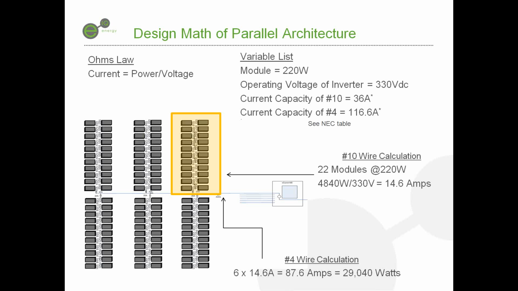And likewise, now I know, if I have 14.6 amps coming off each one of those number 10 branches, I can have 6 of those feeding into my number 4. And the math works the same way. I take those 6 branches, each one putting 14.6 amps onto the trunk, which gives me a total of 87.6 amps. And that's going to drive 29 kilowatts. So you got about 30 kilowatts going onto each one of those number 10 wires if you're going to run it close to its maximum capacity.